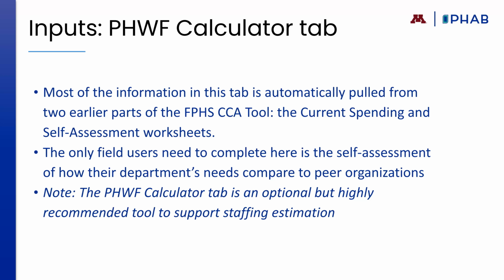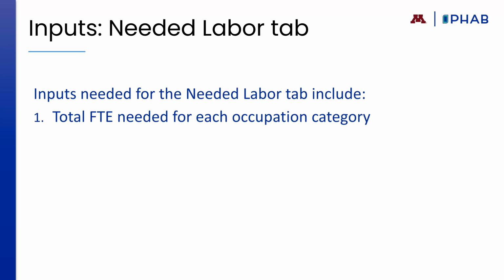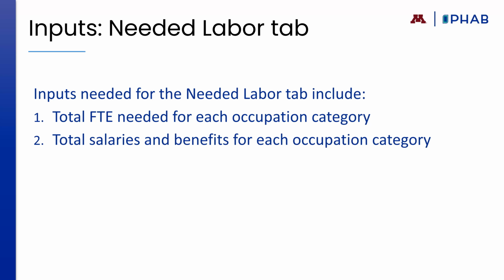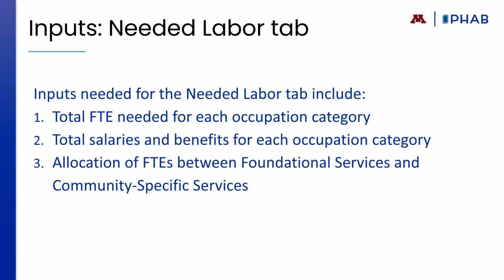The Needed Labor tab uses these projected FTEs to estimate labor costs for full implementation. Users enter the number of FTEs needed by staff category, along with the average salary and benefit levels. These labor cost estimates should reflect the resources required to deliver all FPHS, including services the department is not currently providing. While the goal is to develop estimates grounded in realistic assumptions, users are expected to apply professional judgment in the absence of hard data.